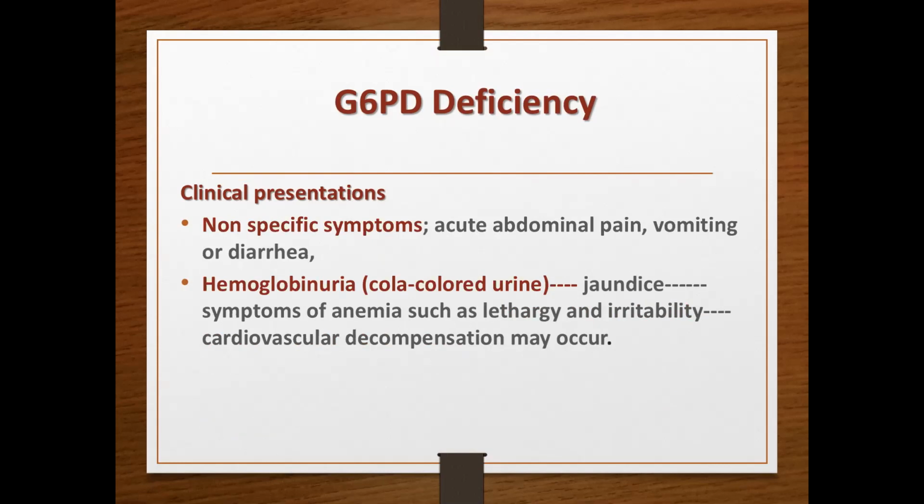Hemoglobinuria: after destruction of RBC and liberation of hemoglobin, as we mentioned, it will bind to haptoglobin, and the excessive hemoglobin that is not attached to haptoglobin will be excreted by the kidney, causing cola-colored urine due to hemoglobinuria. The patient will have jaundice and symptoms of anemia such as lethargy and irritability. Cardiovascular decompensation may occur in severe cases.